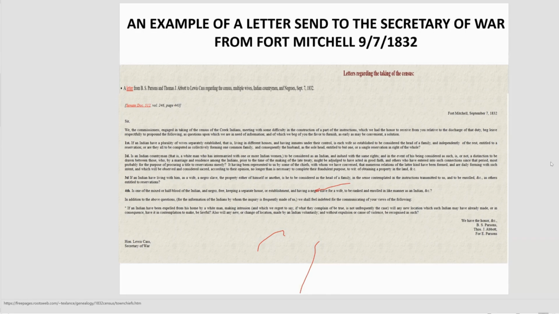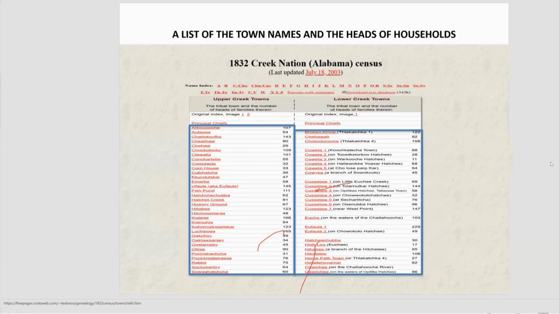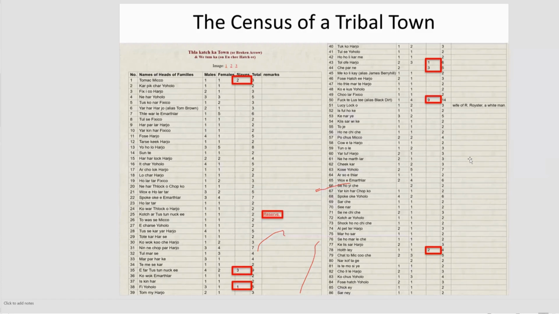But then I clicked on the link, a list of town names and the heads of those households. Just like when they take a census of us, they take the head of household and the number of people in the house. On the left side, the Upper Creek shows all of the heads of households. On the right side, the Lower Creek shows all of the heads of households and the number of people in those towns. Then as you drill into the list, this shows you the names of the heads of households.